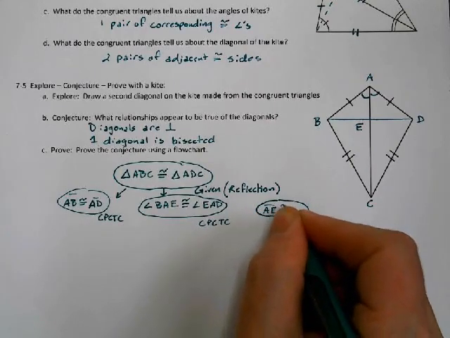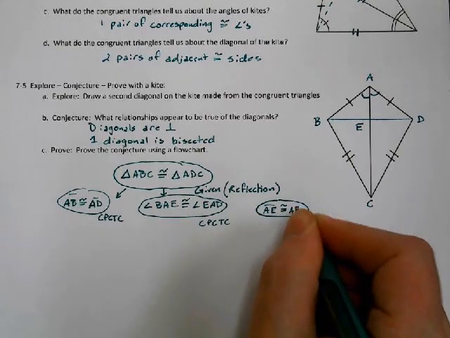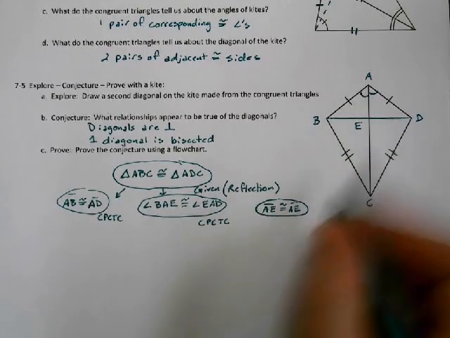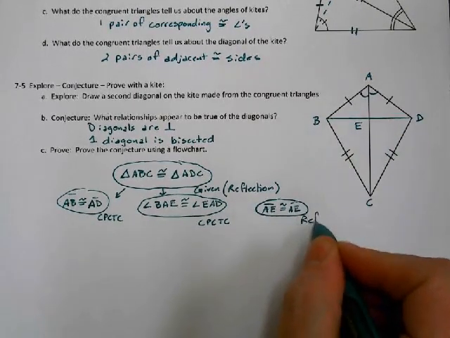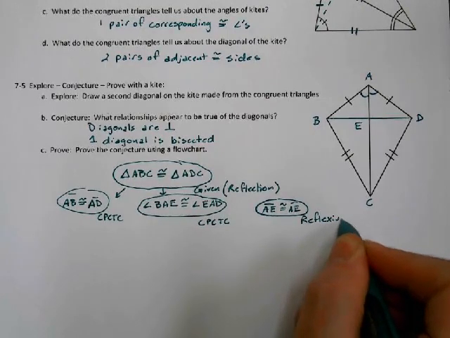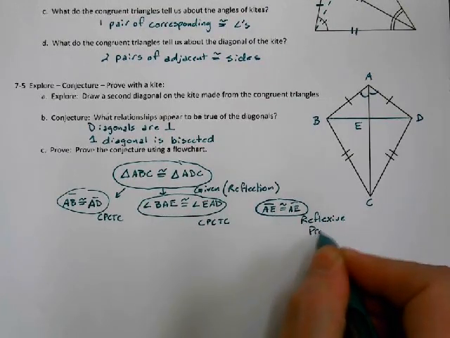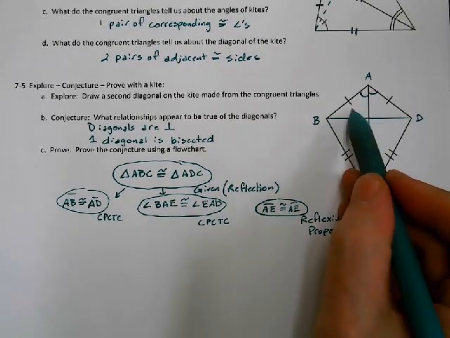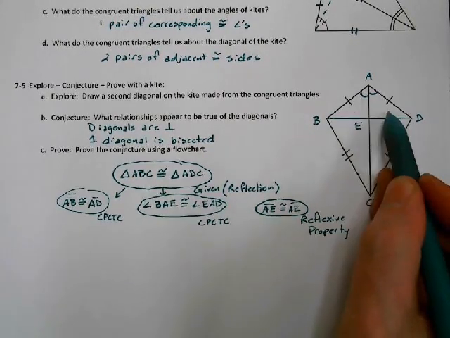How do I know that? Because of the reflexive property. So I now know that this triangle here is congruent to this triangle here. We already knew that these big triangles were congruent. Now we've just proven that these two small triangles are congruent.